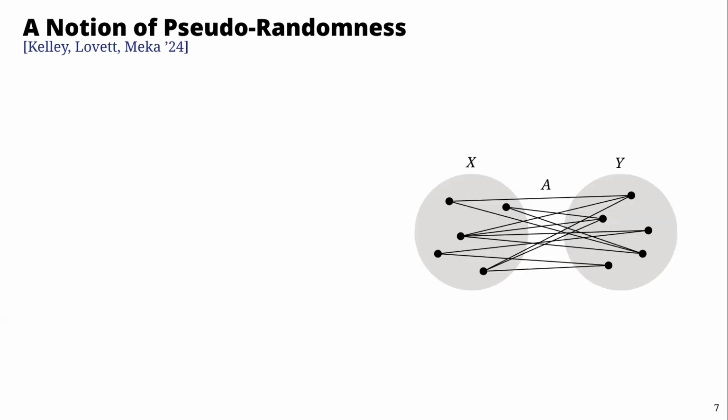So in order to be somewhat formal, let me define what is this notion of pseudorandomness that I keep talking about. So let's start with bipartite graphs, where the node sets are denoted X and Y, and the edges in the middle are denoted by A. Let me also denote the density of A, delta of A, as the number of edges divided by n squared.